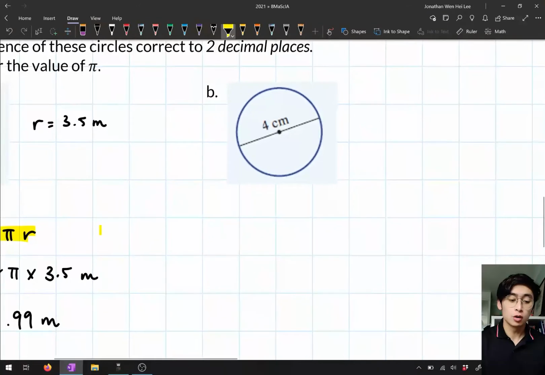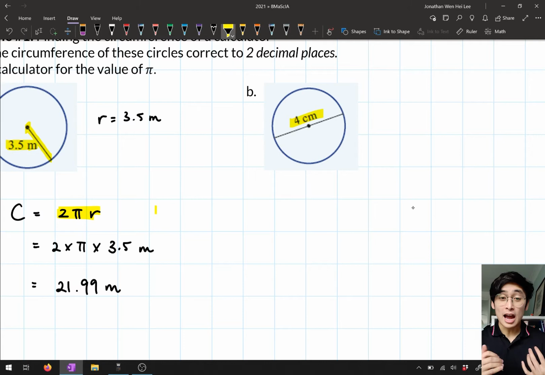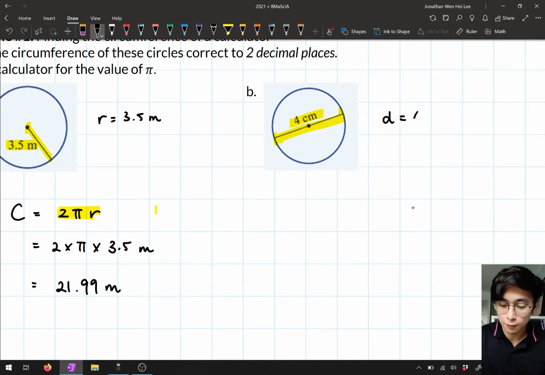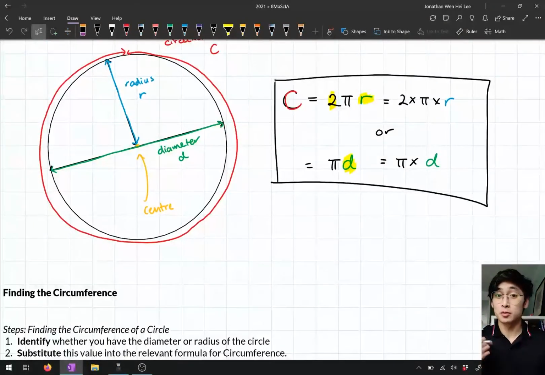Here we've got another circle, and this time we've got a measurement of 4 centimeters. Okay, now have a look again. Is this measurement going from edge to edge of my circle, or is it going from the center to the edge? And if you have a look, it's going from edge of my circle to edge of my circle, and it passes through the center. So this is a diameter. So I'm going to write here, d is equal to 4 centimeters. And so because it's a diameter, I'm going to use that second formula, pi d, or pi times d.